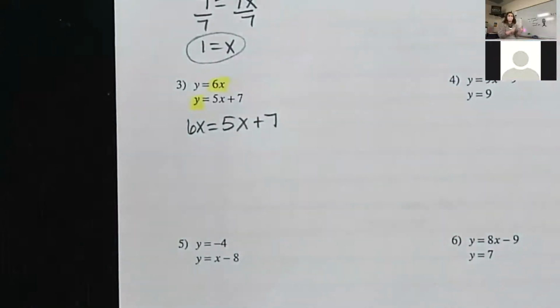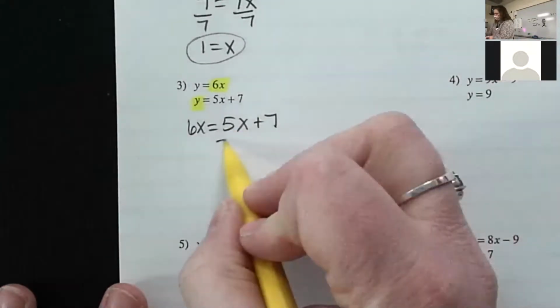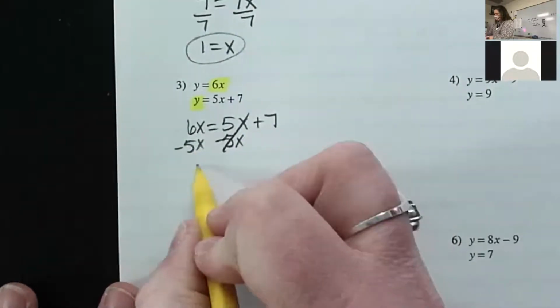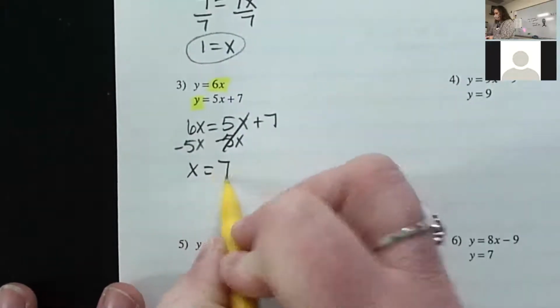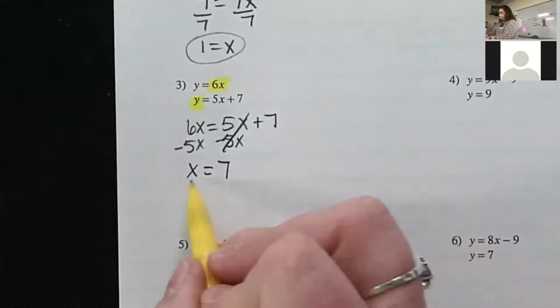So remember, I want all my x's on one side. I want all my numbers on the other. So what should I do? Minus that 5x. Let's do it. Whatever you do to one side, you have to do to the other. That's not new. I have 1x, or just x equals 7. Yep. So x is 7.